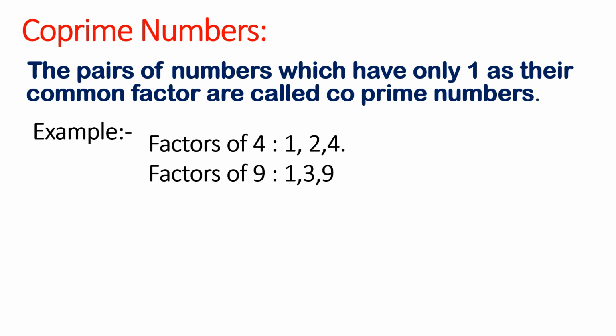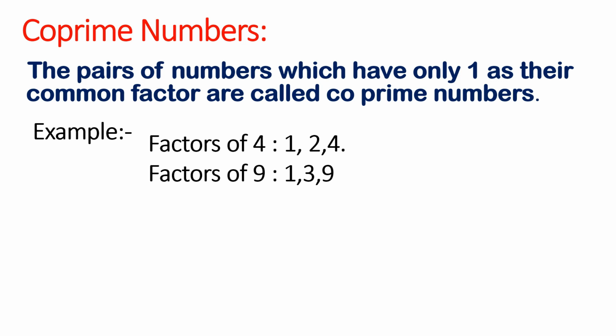Now find the factors of 9. 1 times 9 is what? 9. And 3 times 3 is what? 9. So what are the factors? 1, 3 and 9. Now 3 is the repeated factor, so you have to write it only once.